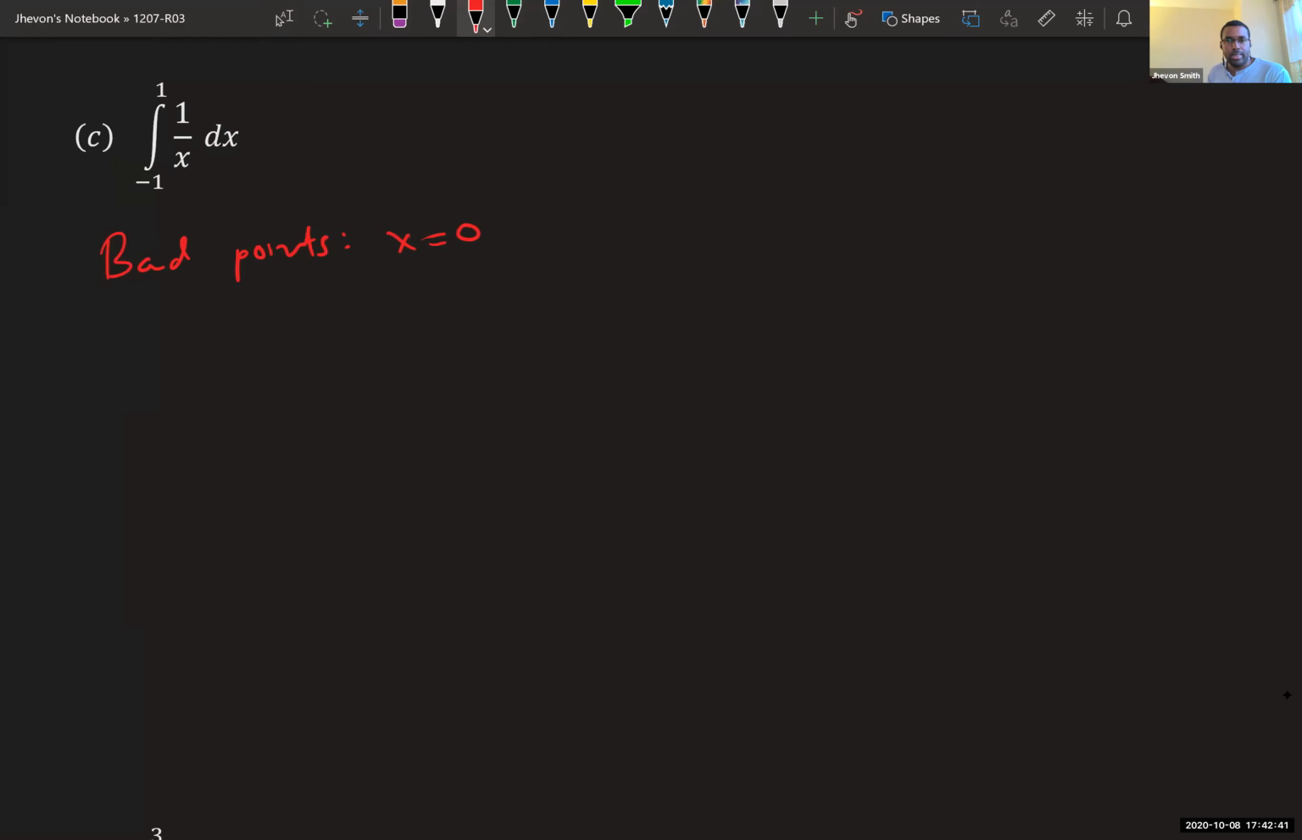No, that's it, right? Nope. So how do you deal with that? Now knowing that it is 0, what would you do? You would break it up into the integral from -1 to 0 plus the integral from 0 to 1 of 1 over x dx.